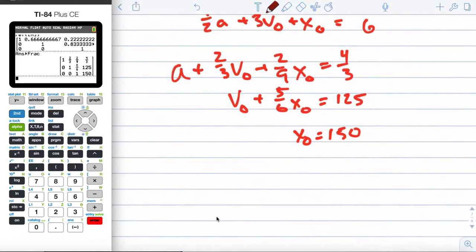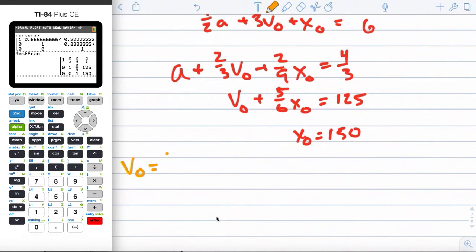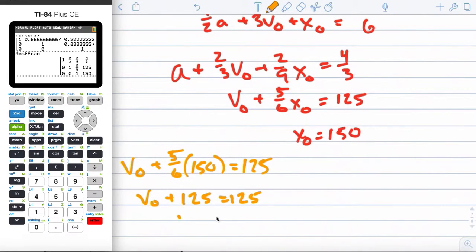Okay, if my initial height is equal to 150, I have v naught plus 5/6 times 150 is equal to 125. 6 goes into 150 25 times. Okay, and 5 times 25 is 125. So v naught plus 125 is equal to 125. So your initial velocity is 0.